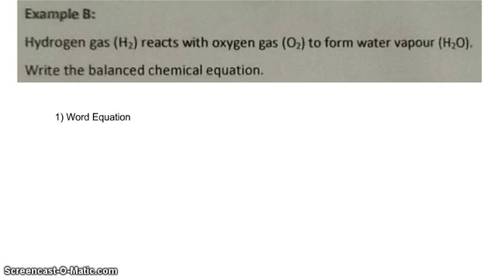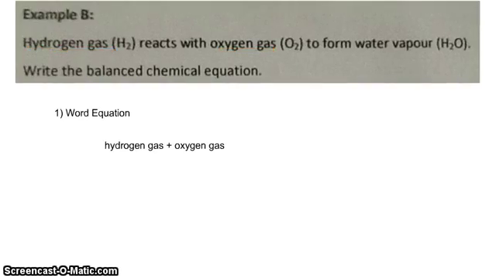To write the word equation, we need to see what the reactants are. So here it says hydrogen gas reacts with oxygen gas. So what we do is write hydrogen gas plus oxygen gas. What is formed? It says here to form water vapor. So water vapor is formed. Thus we need to write an arrow and write water vapor beside it.